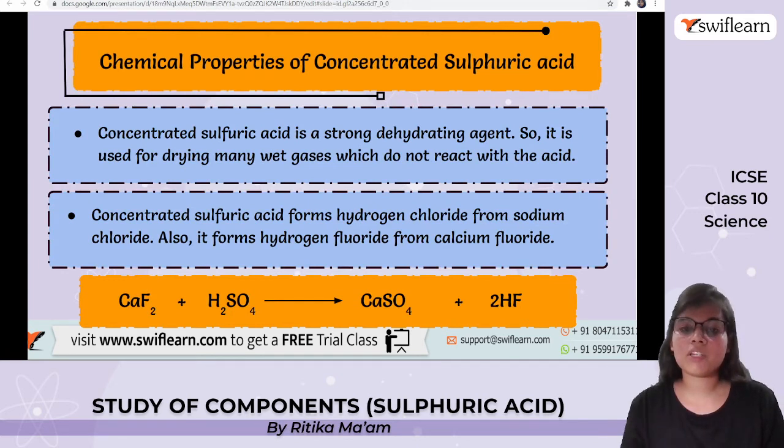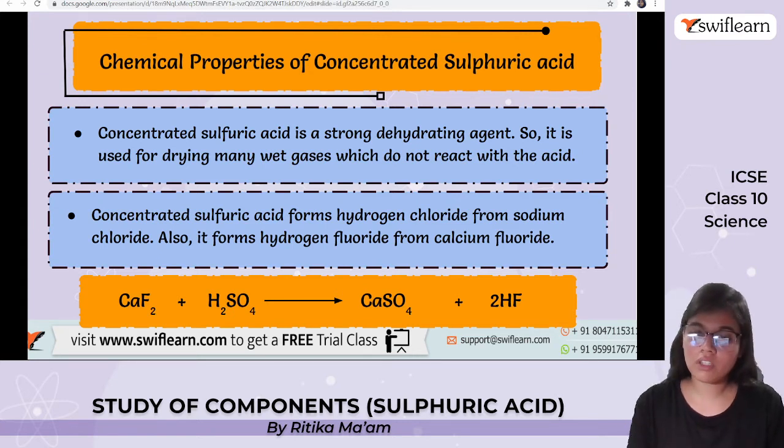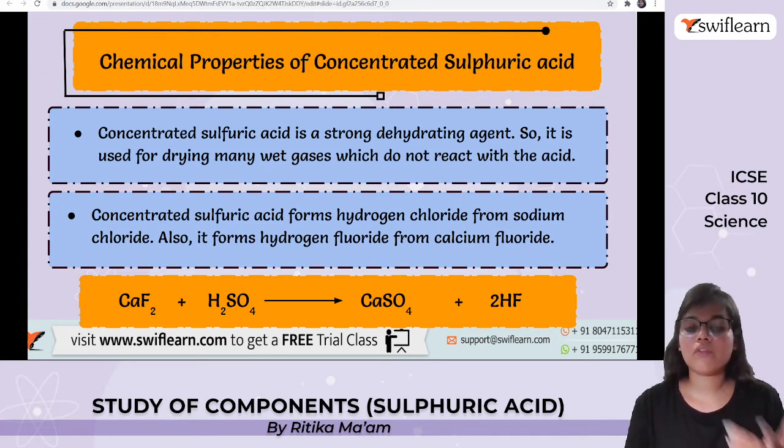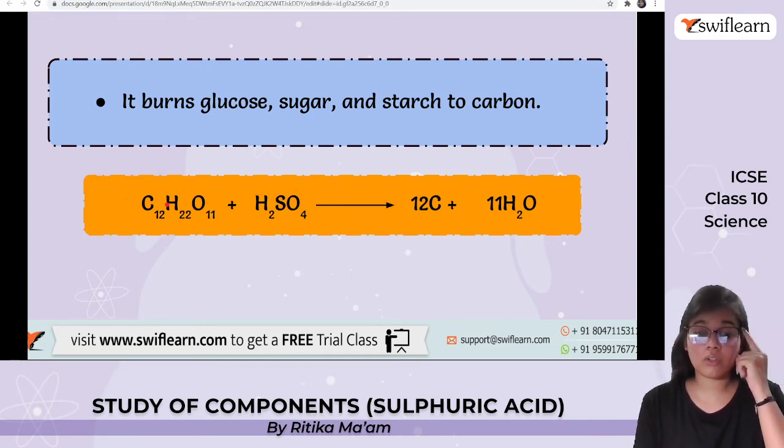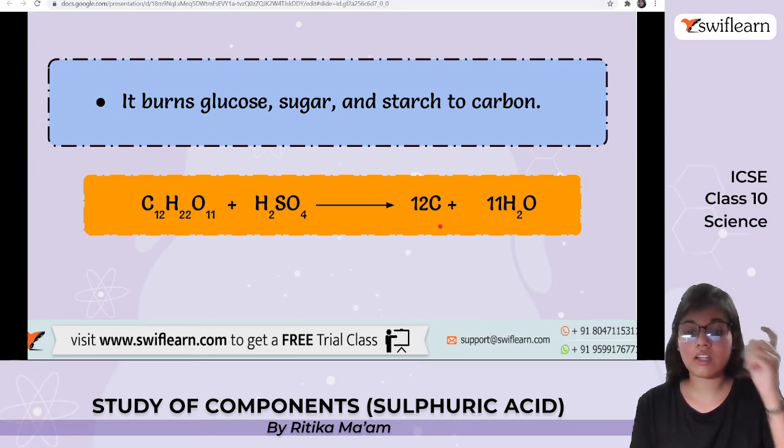Next is the chemical properties of concentrated sulfuric acid. Concentrated sulfuric acid becomes a very strong dehydrating agent. It is used for drying wet gases which do not react with the acid. It also forms hydrogen chloride from sodium chloride, and similarly, if we take calcium fluoride, it will form hydrogen fluoride. It displaces. It burns glucose, sugar, and starch to carbon.